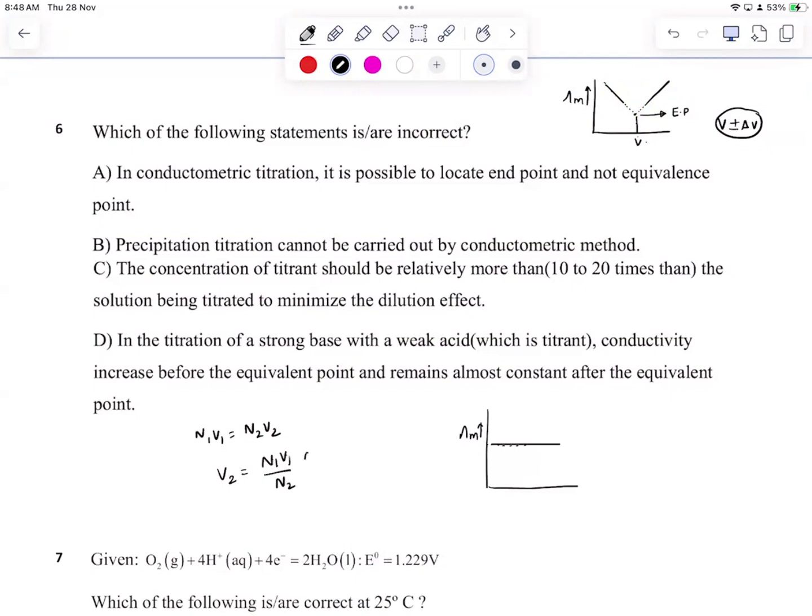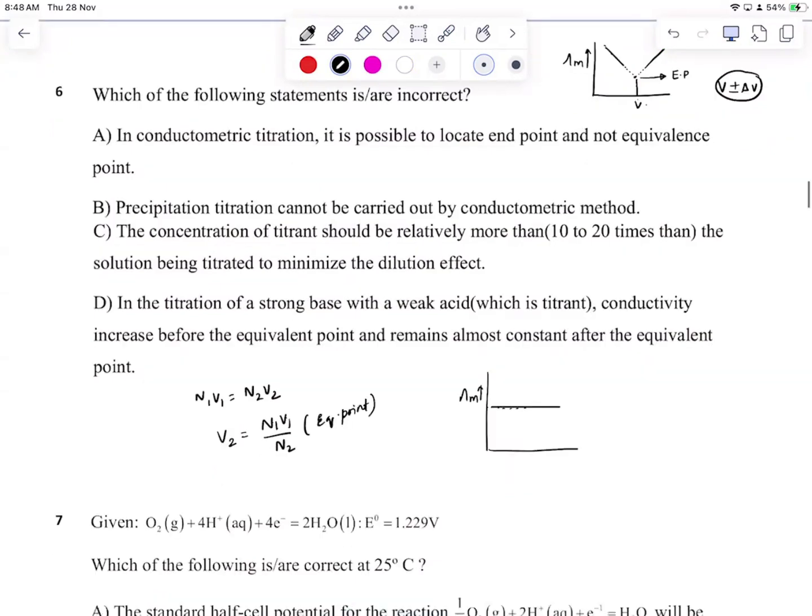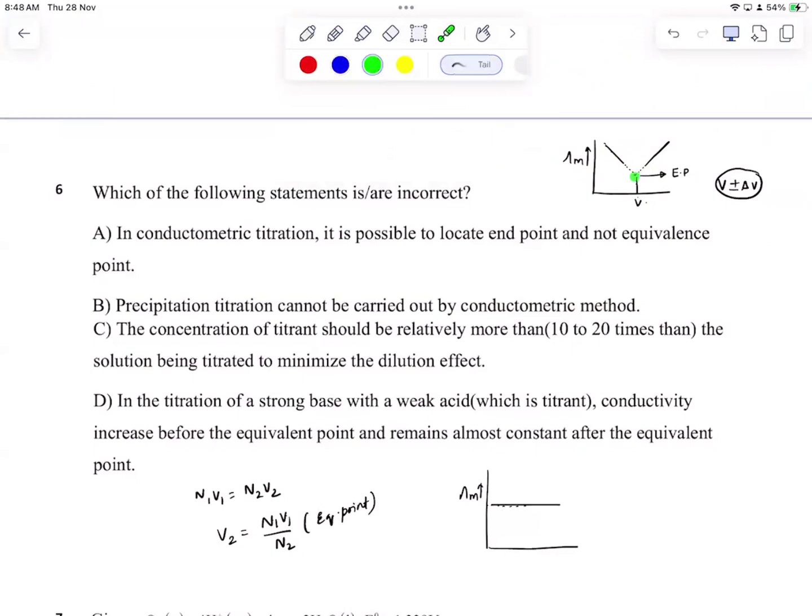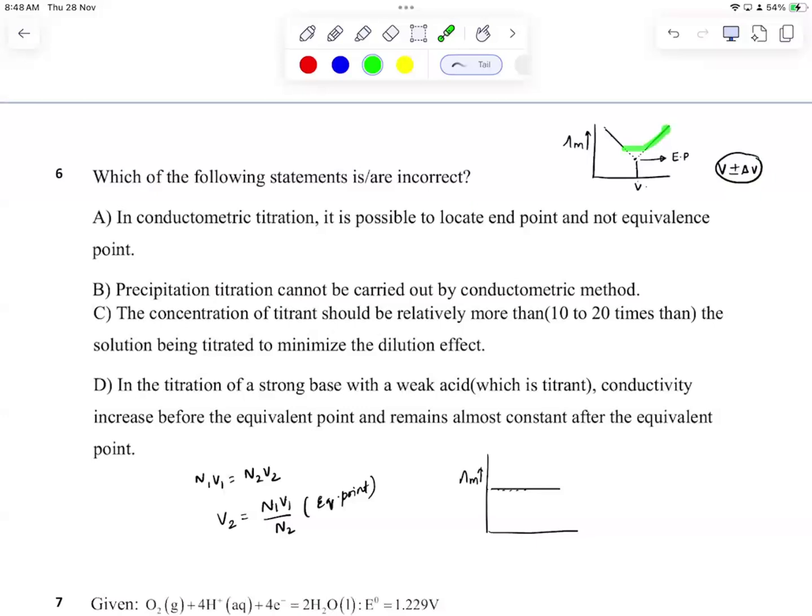So theoretically, what you are trying to figure out is called equivalence point. But practically, you will not be able to identify this exact point. You'll always be finding V plus delta V value. Got it? Ajay, understood? While making titrations, you will see a sudden change in the lambda m value.